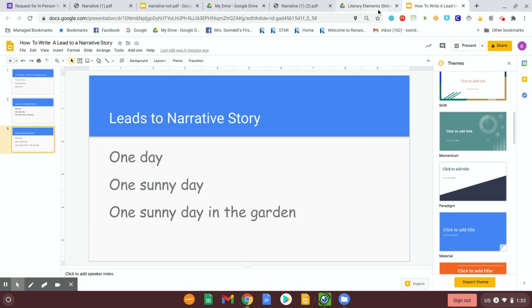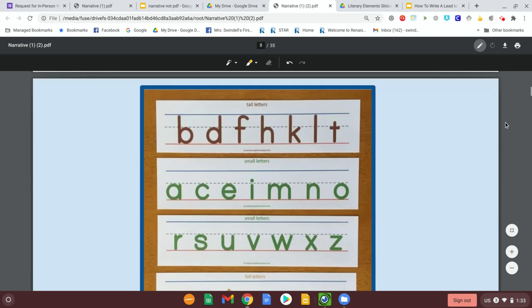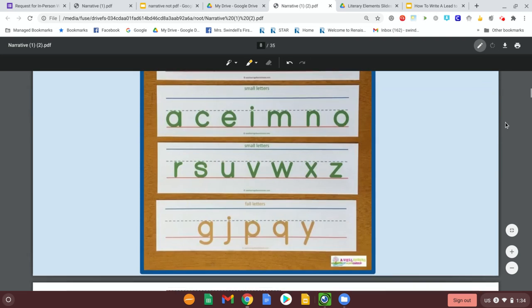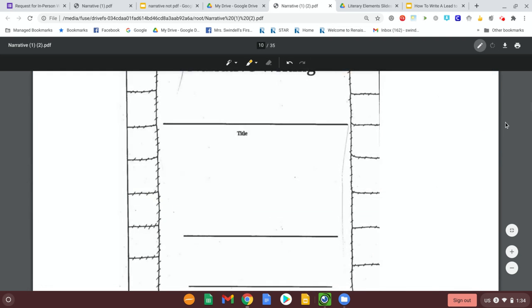So let me show you where a lead would go in our writing. This is where we were, boys and girls. Yesterday, we were writing our final important event in our story. It's the very end of the story, and it's how you solve the story. So if we go through here, here are your letters, your tall, small, and fall. So you're writing nicely. Here's our target.